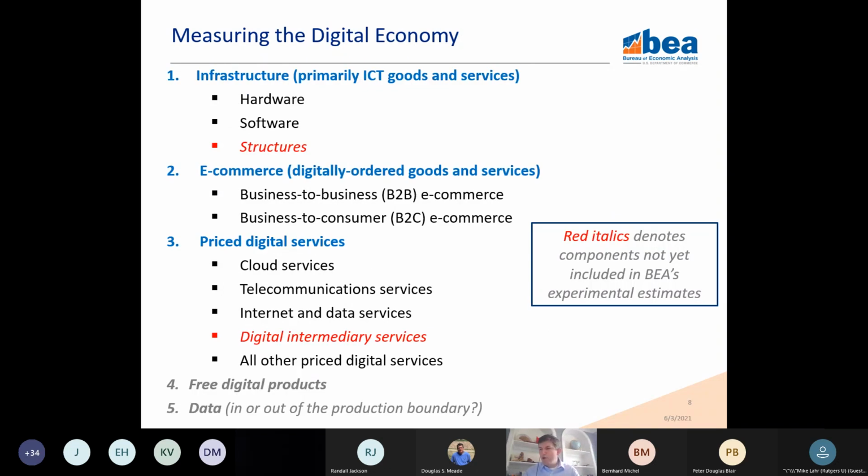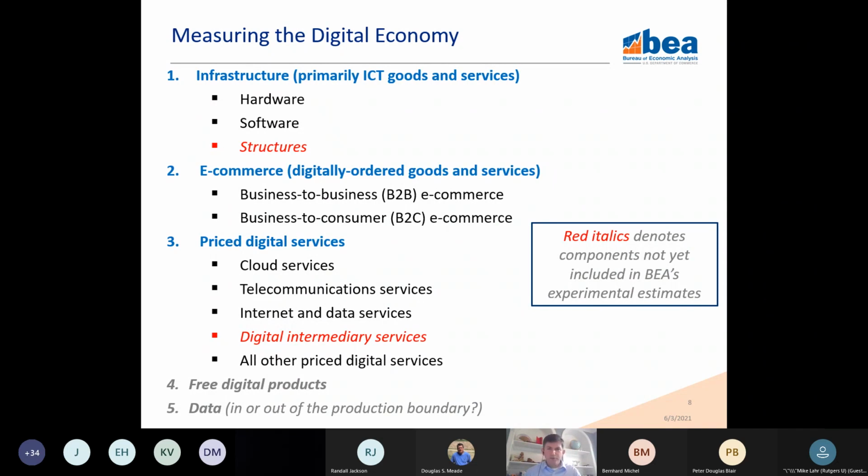This slide provides a nice overview of what is included in our current digital economy measures and where we would ultimately like to go with the account. The items in blue are within the SNA production boundary, while the items listed in gray are outside of that boundary. Our estimates are currently limited to those things that are within the production boundary, but we do have research ongoing on free digital services as well as data.